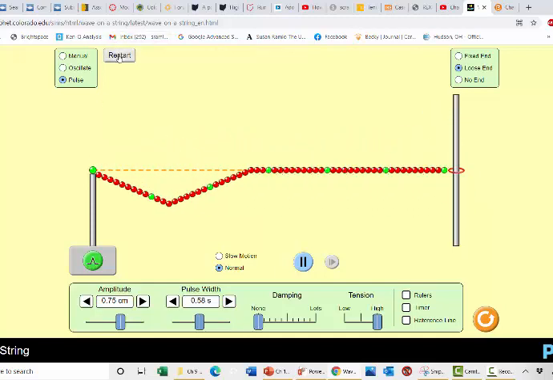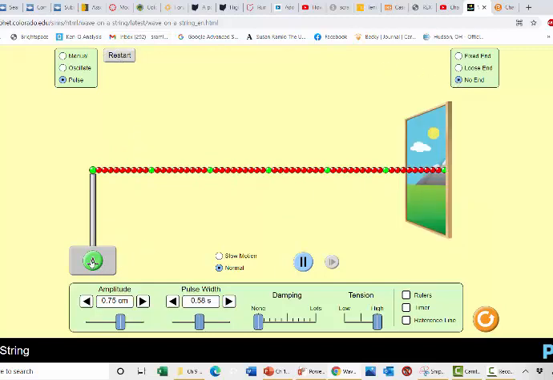But what happens instead if I have no end and I just send a pulse? There's no way for it to come back, so it just translates down my string and then goes off into oblivion. So here we can see a little bit about what happens with our amplitude, our pulse width, and dampening, and then we can also play around with tension in our string.